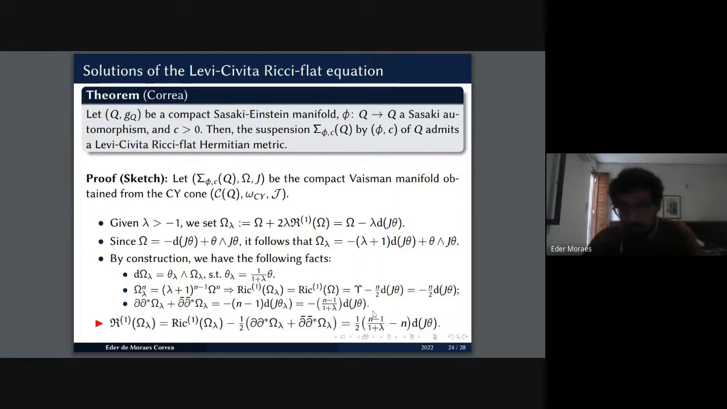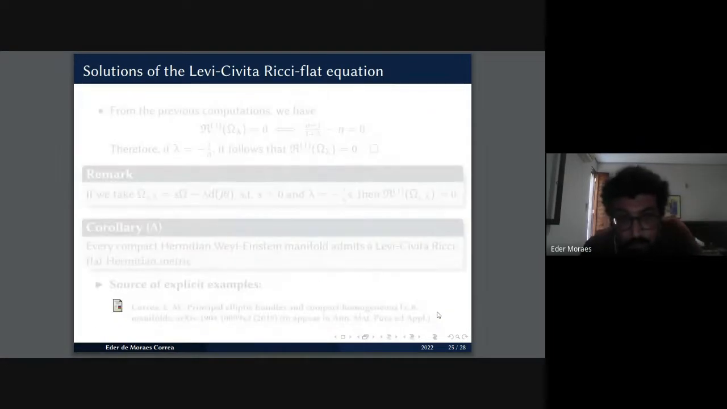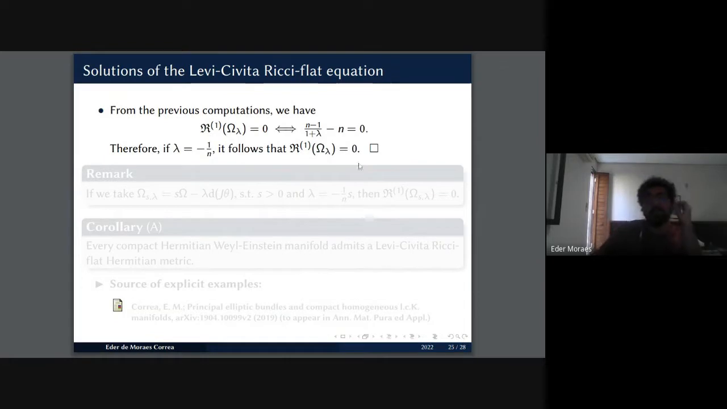And so now, to solve the Ricci-flat equation, we just need to solve this quite simple equation, right? If you take lambda equal to minus one over n, we obtain the desired equation.